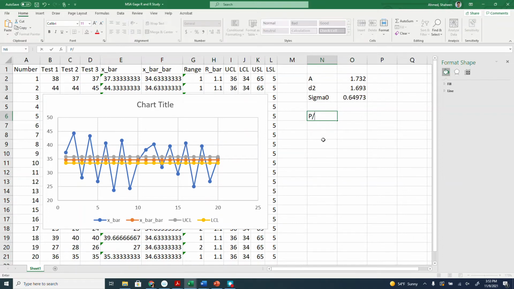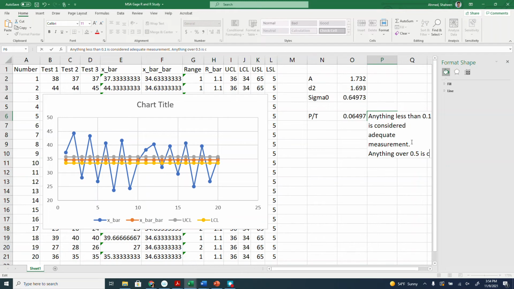One of the things calculated is called the gauge capability, the precision to tolerance ratio. That is 6 sigma divided by the upper spec minus lower spec. So that's 6 times sigma, which is this, divided by the upper spec minus the lower spec. The gauge capability is 0.06. Anything less than 0.1 is considered a good, adequate measurement system. Anything over 0.5 is considered a very bad or poor measurement system.